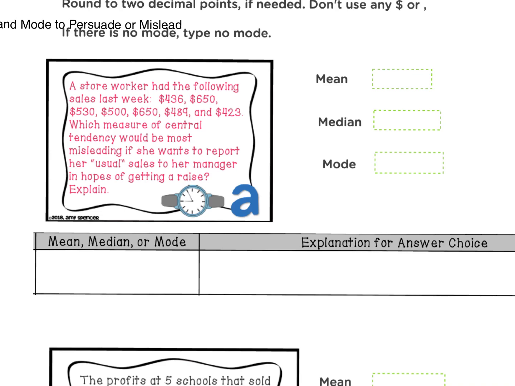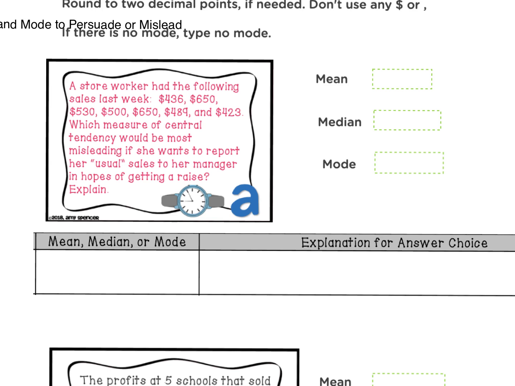Alrighty, so the store worker had the following sales. A lot of places, obviously, the salespeople get paid more if they sell more because you make more money for the business, right? So this is asking which one she should use, the mean, the median, or the mode, in order. So she's getting ready to go to her boss and ask them for a raise.